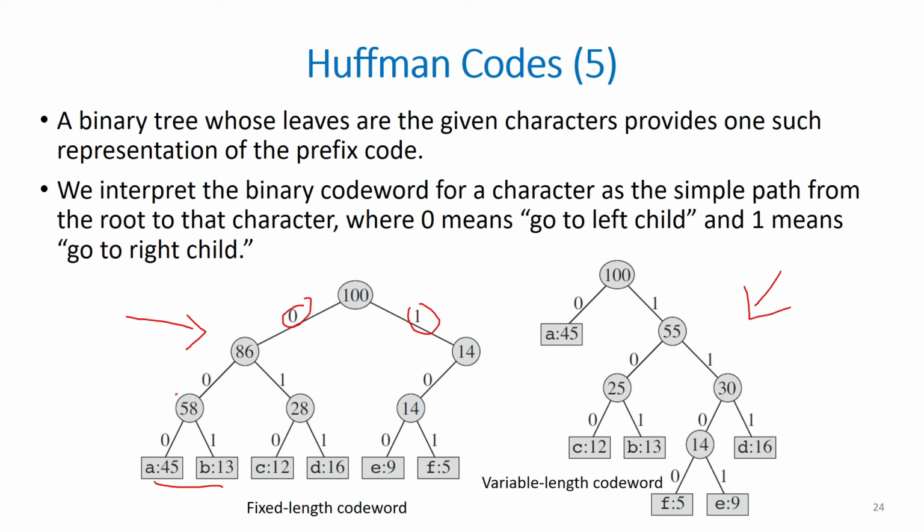The circular nodes in the middle of the tree actually denote the sum of the frequencies of the leaves. So 45 plus 13 would be 58, 12 plus 16 would be 28, and the sum of these two would be 86, and so forth.